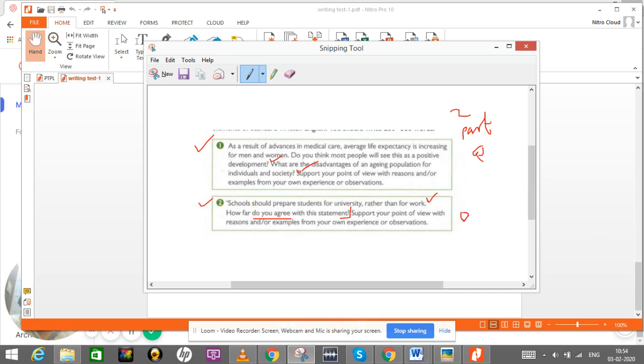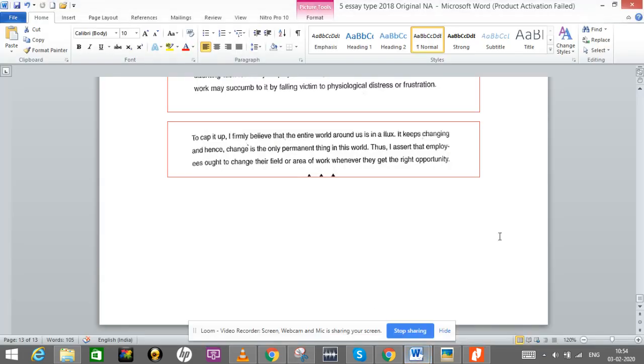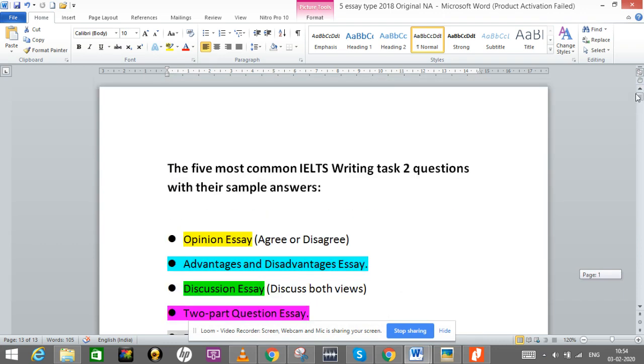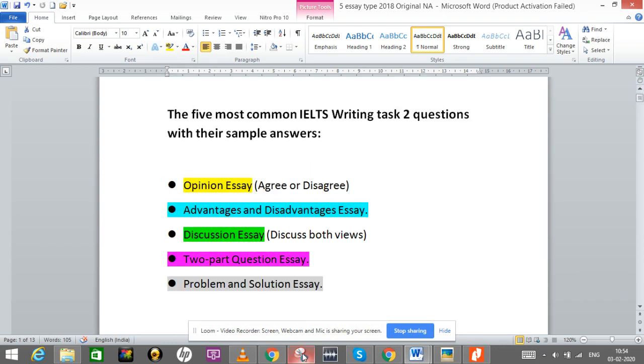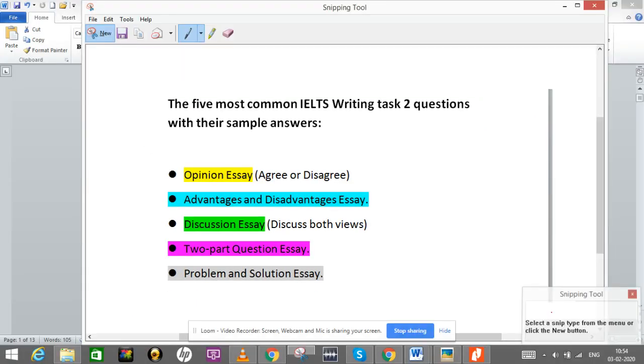This is your opinion essay. Out of five categories, the first one I would say is the opinion essay. While the others are the two-part question, advantages and disadvantages, you may say discussion essays, and problem and solution essays. Those are the other categories. If you want to have a look, you can have a look here. These are the five most common IELTS writing tasks too.